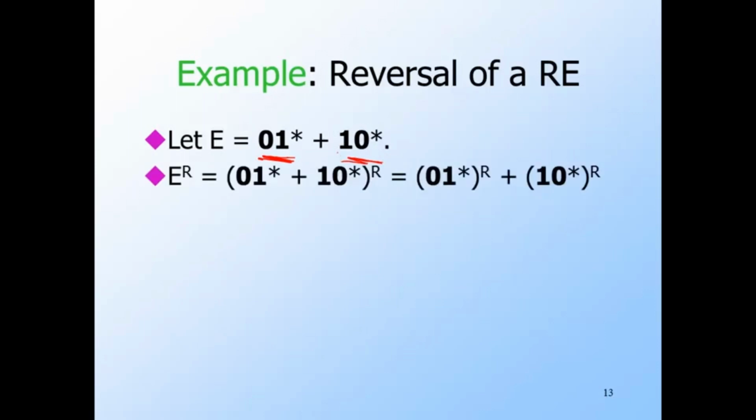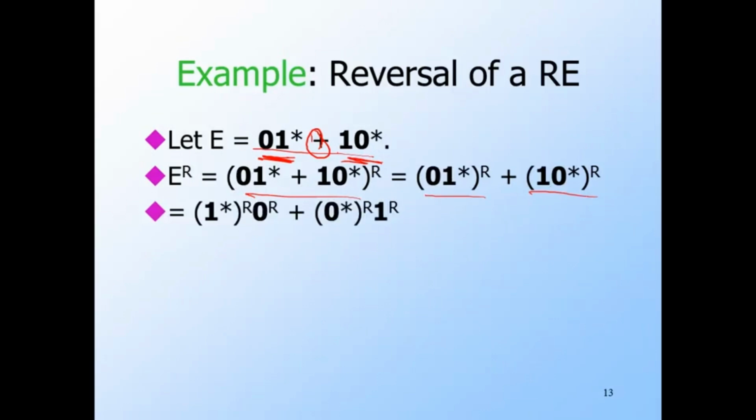The outermost operator of this expression is the plus, and the way we reverse a sum of two expressions is to reverse each expression separately. That is, the reverse of this whole expression is the reverse of the two parts separately. Now let's look at one of the expressions, 0, 1 star. We have to reverse it.